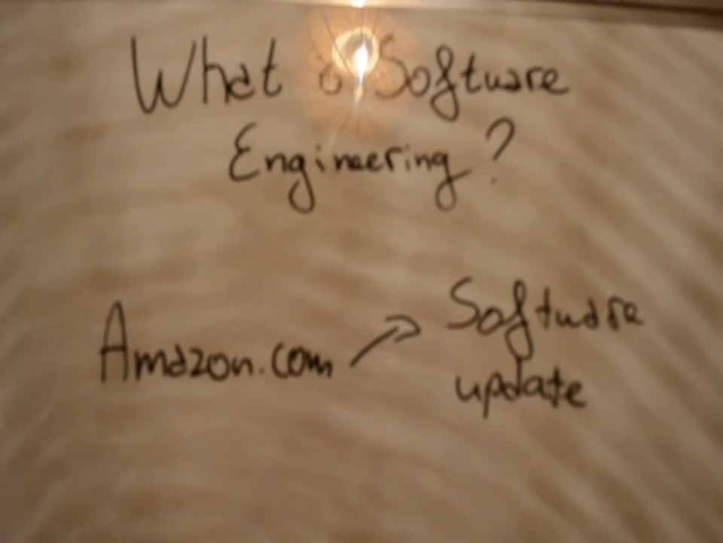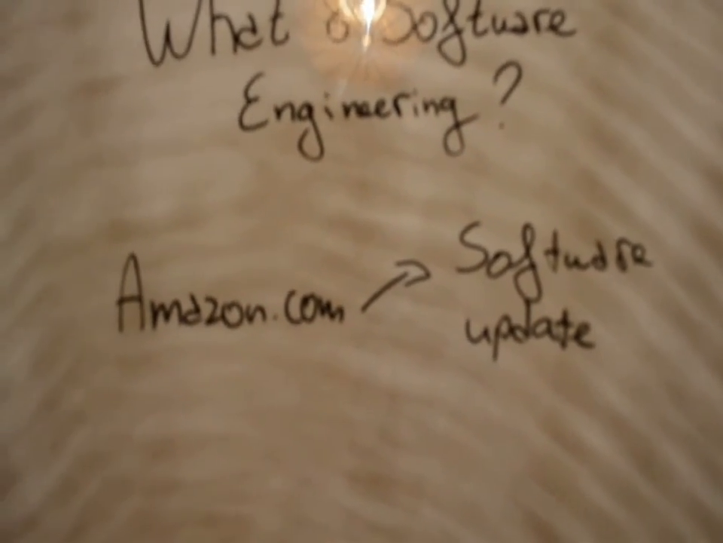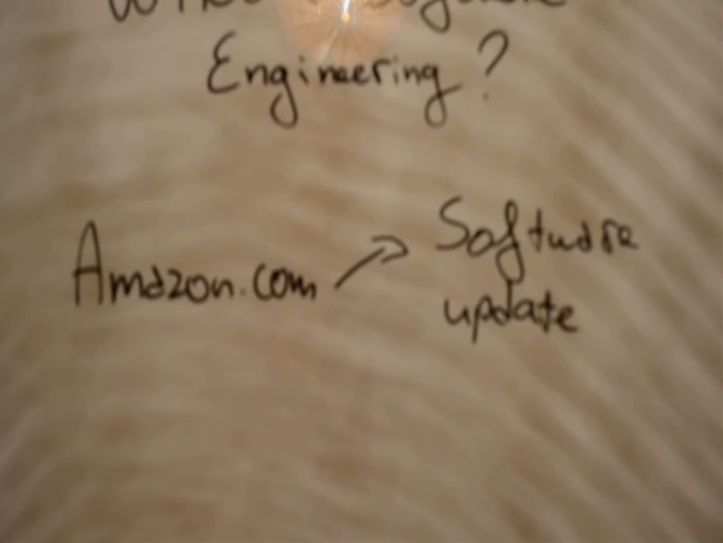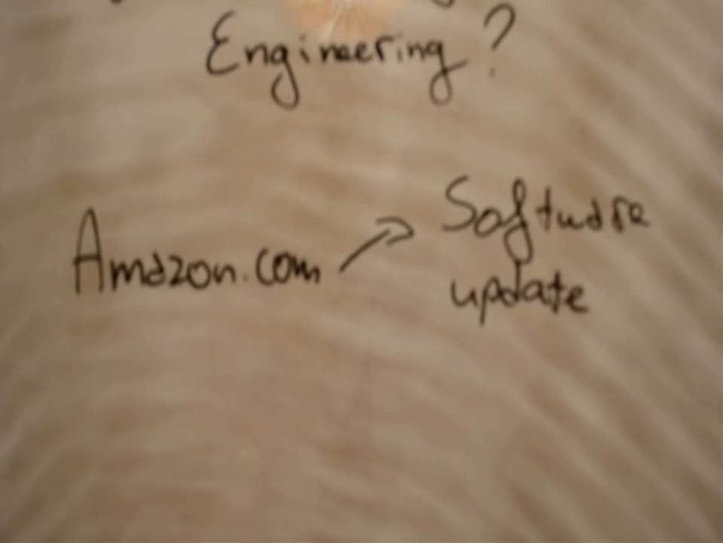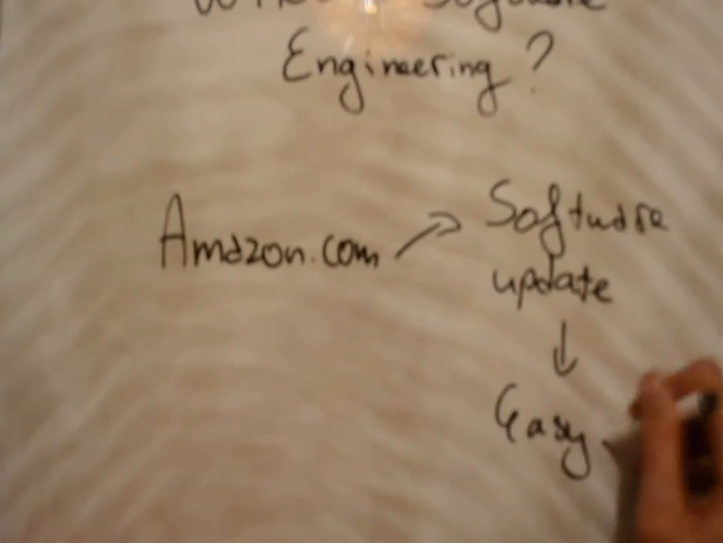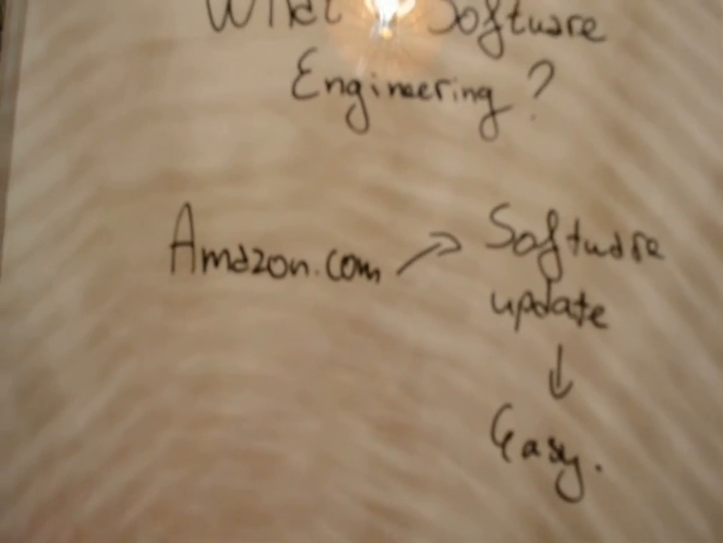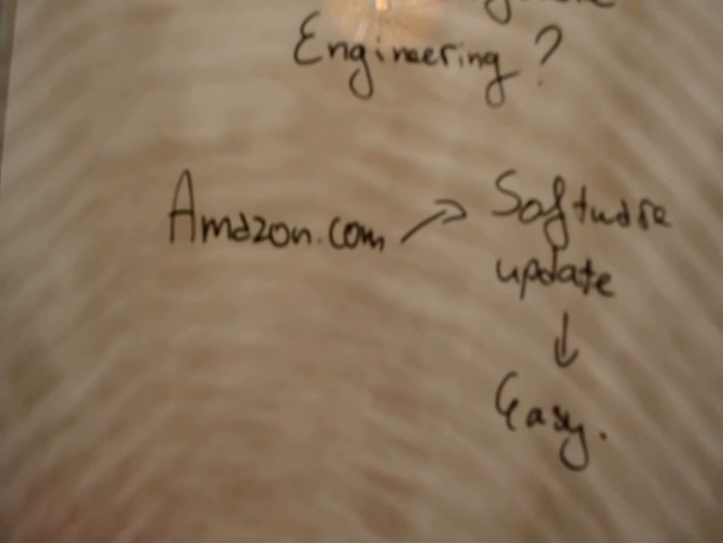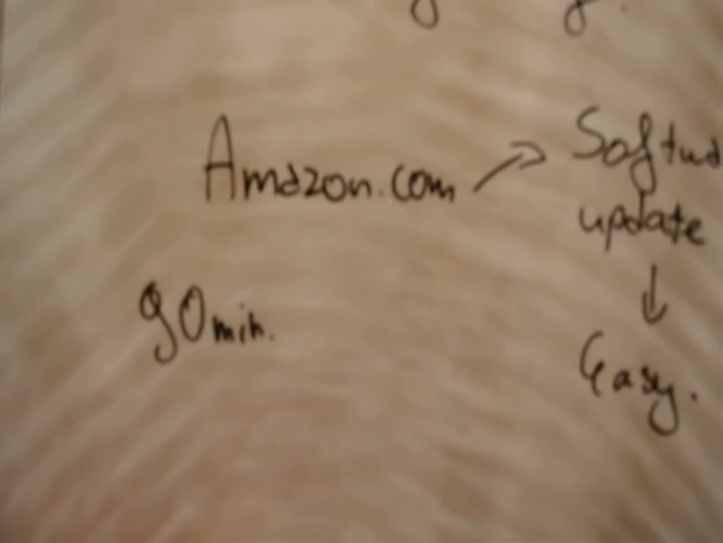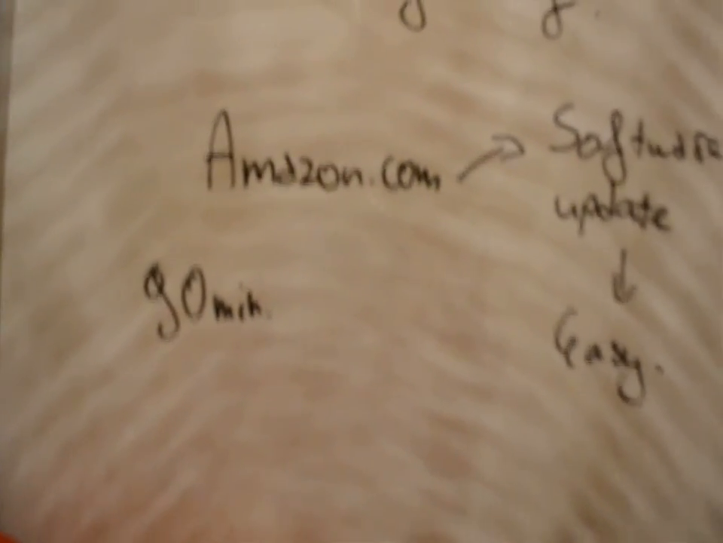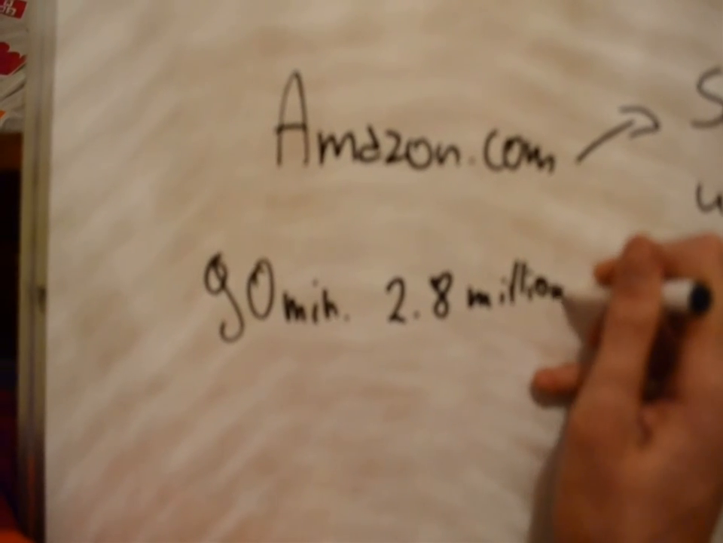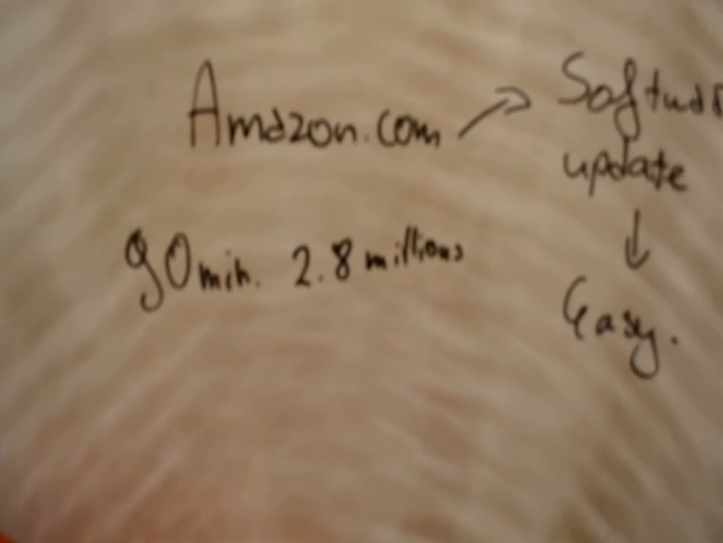I will tell you an example of a well-known site, Amazon.com. It's a pretty complex site, and the development team wanted to do a little software update, and you say it's easy, yeah, because it's small. But a misunderstanding in the team caused an outage of the site for about 90 minutes, and this outage cost 2.8 million dollars in lost revenue.